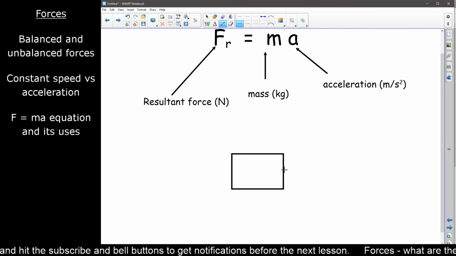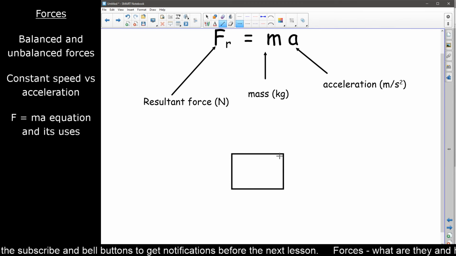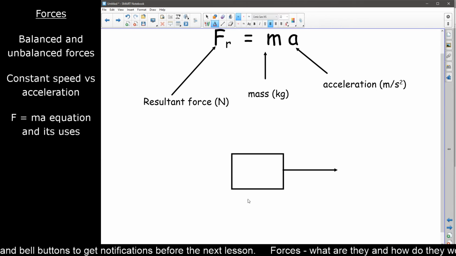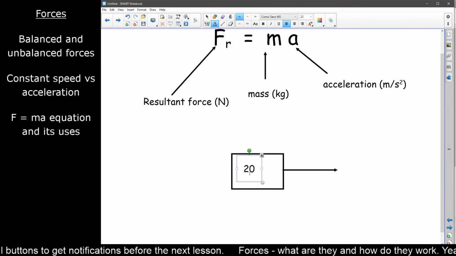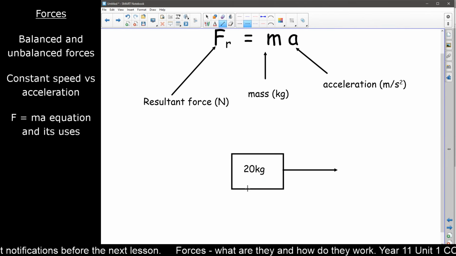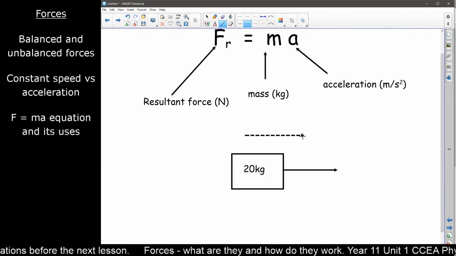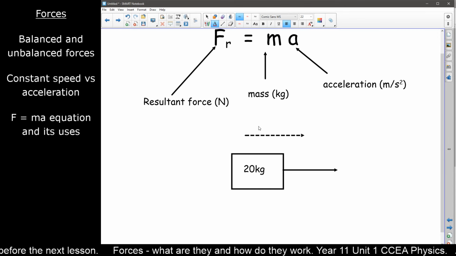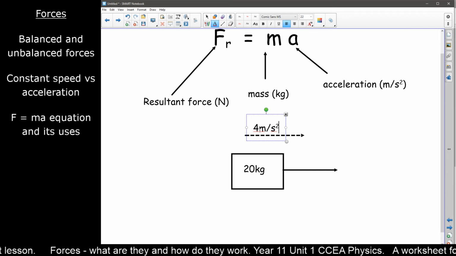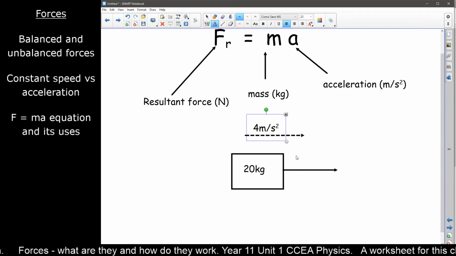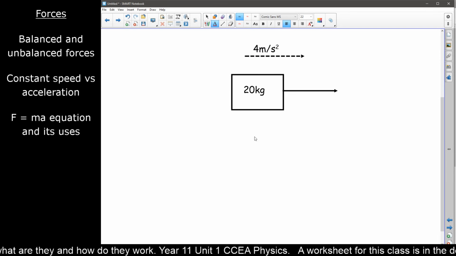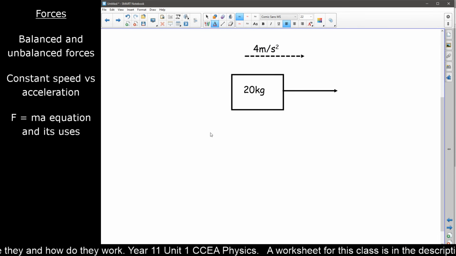So let's start with an easy-ish example. Let's say we have an object with a single force acting upon it. This object has a mass of 20 kilograms and is accelerating in the direction of the force. It has to be, so we'll do a wee dotty arrow to show acceleration just so we don't get confused. And let's say it's going this direction at 4 meters per second squared. Again, we don't know that it's necessarily traveling this way, we just know that it's accelerating in that direction. Okay, so let's grab our equation.